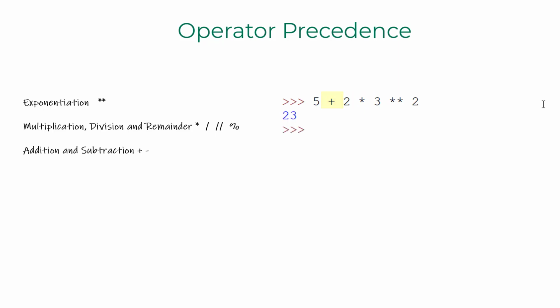Perfect. What if you have an expression where all the operators in it have the same precedence? Like I have multiplication, division, and remainder operators here. All of them have the same priority. So in that case, you would evaluate it from left to right. So 5 times 8 is 40. 40 divided by 4 is 10, and then 10 % 3 will be 1.